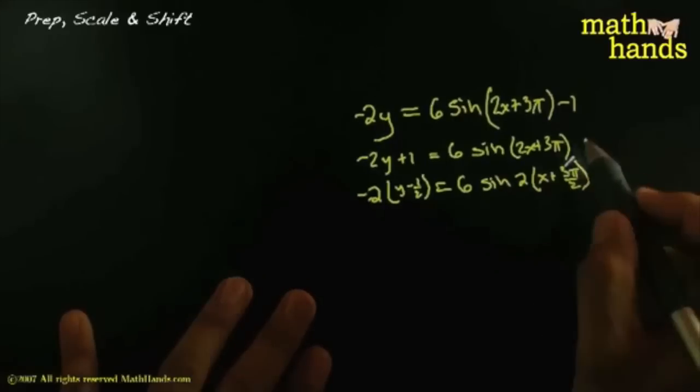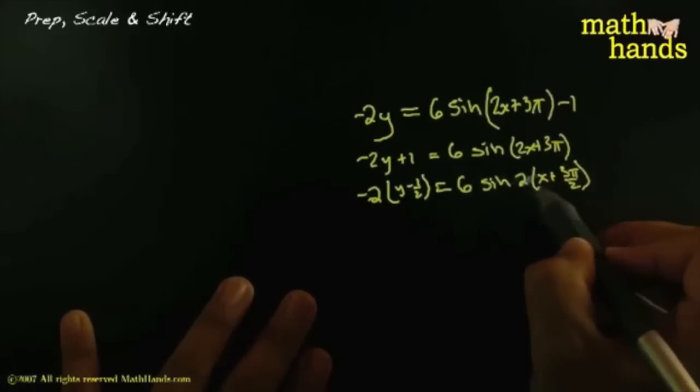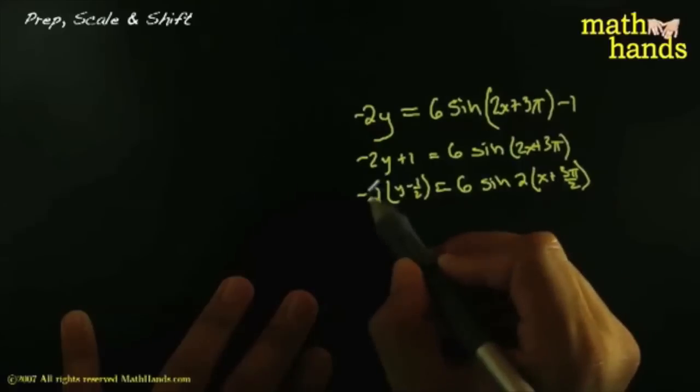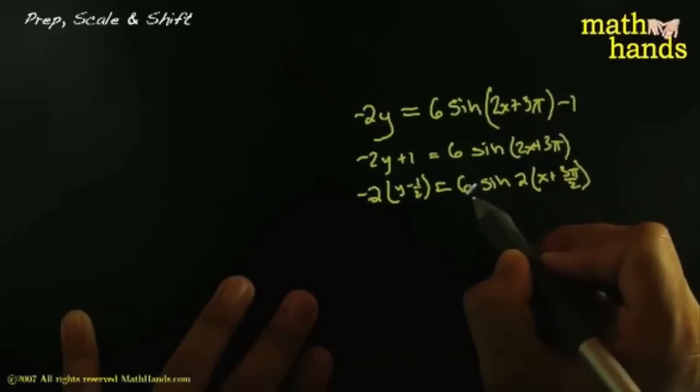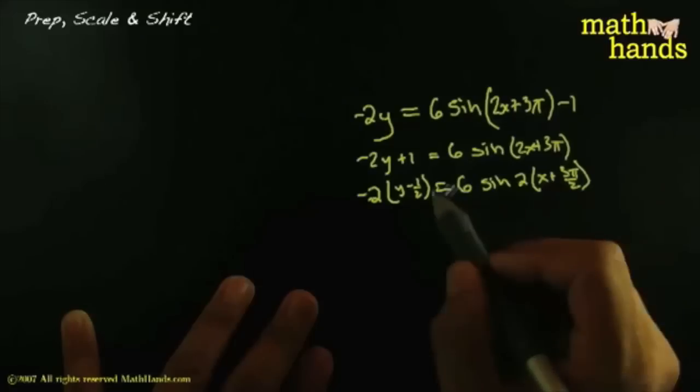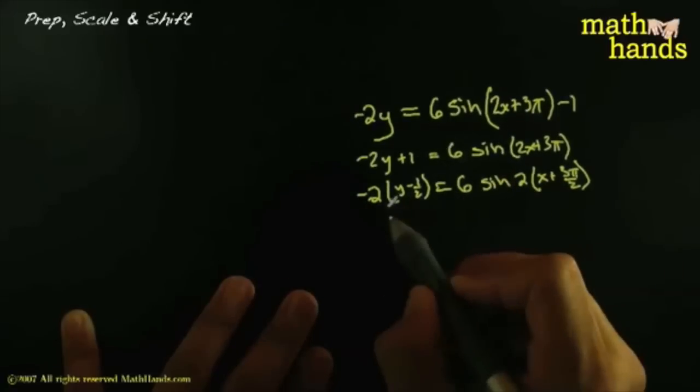The shift is going to be left 3 pi over 2. This is good. The 2, I can see that's a scale. This is good. I can see it's a shift. This is good. This 6 is not good. This 6 has to go. So one legal way to get rid of the 6 is to slap a 1/6 on both sides.